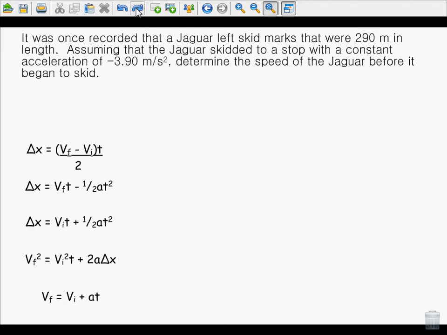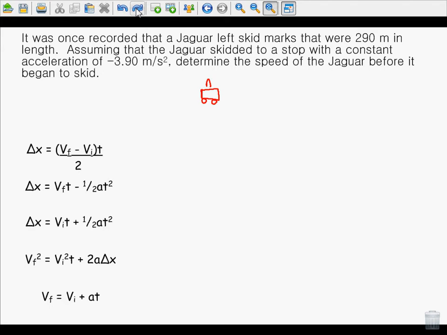Assuming that the Jaguar skidded to a stop with a constant acceleration of negative 3.90 meters per second squared, determine the speed of the Jaguar before it began to skid. Now the word speed is used here, but we can also use the word velocity if we include a direction. So I'm going to draw a small picture of what's going on in this situation.